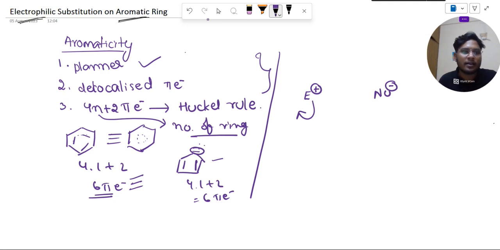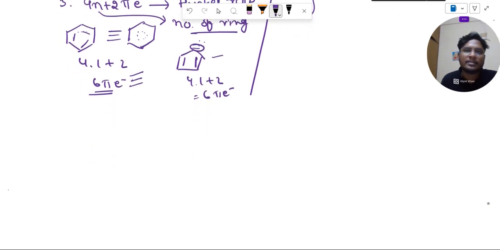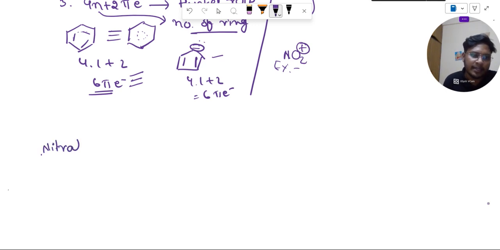We have seen that benzene itself is an aromatic compound, and let us see how an electrophile will attack it. Let us see a basic example: the electrophile is NO2 plus, for example. Let us see how this nitro group will attack on the aromatic ring. If it is attacking on a benzene ring, that is called nitration.